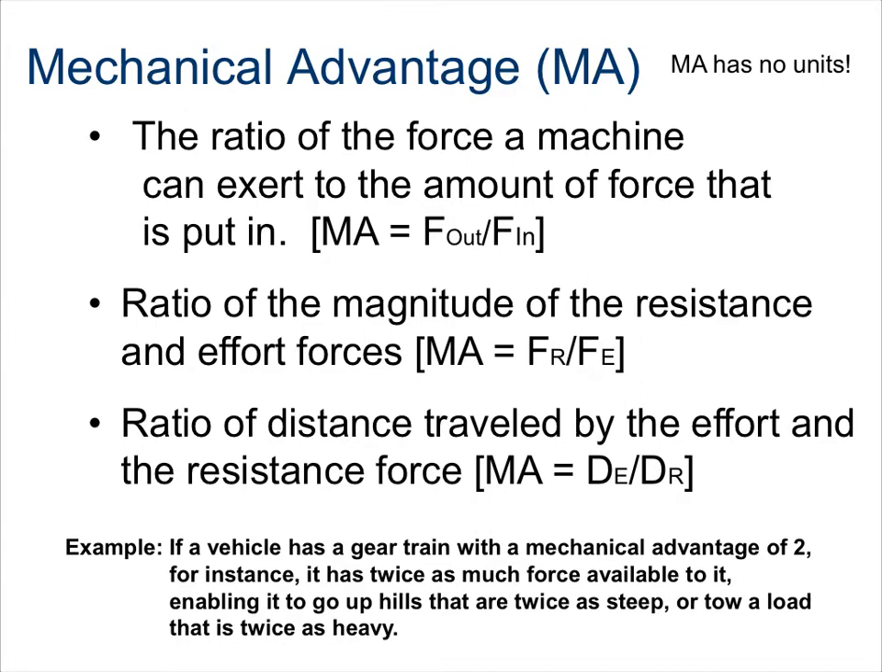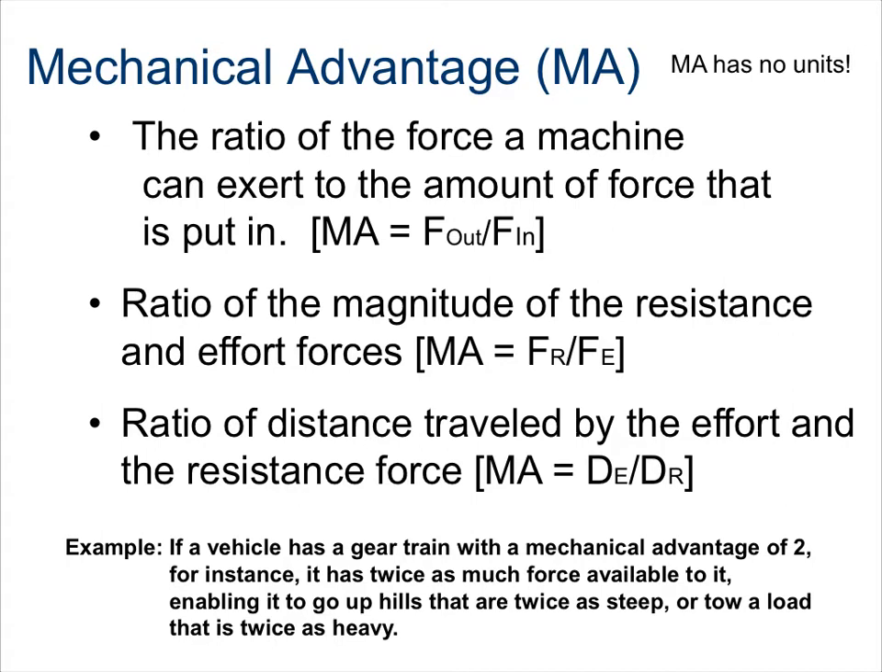There are 3 ways that we can calculate mechanical advantage. The first way is to consider the ratio of the force a machine can exert to the amount of force that is put in. So we would calculate this as the ratio of the output force, usually known as our load, our weight or resistance, divided by our input force, usually known as the effort, pull, or push.